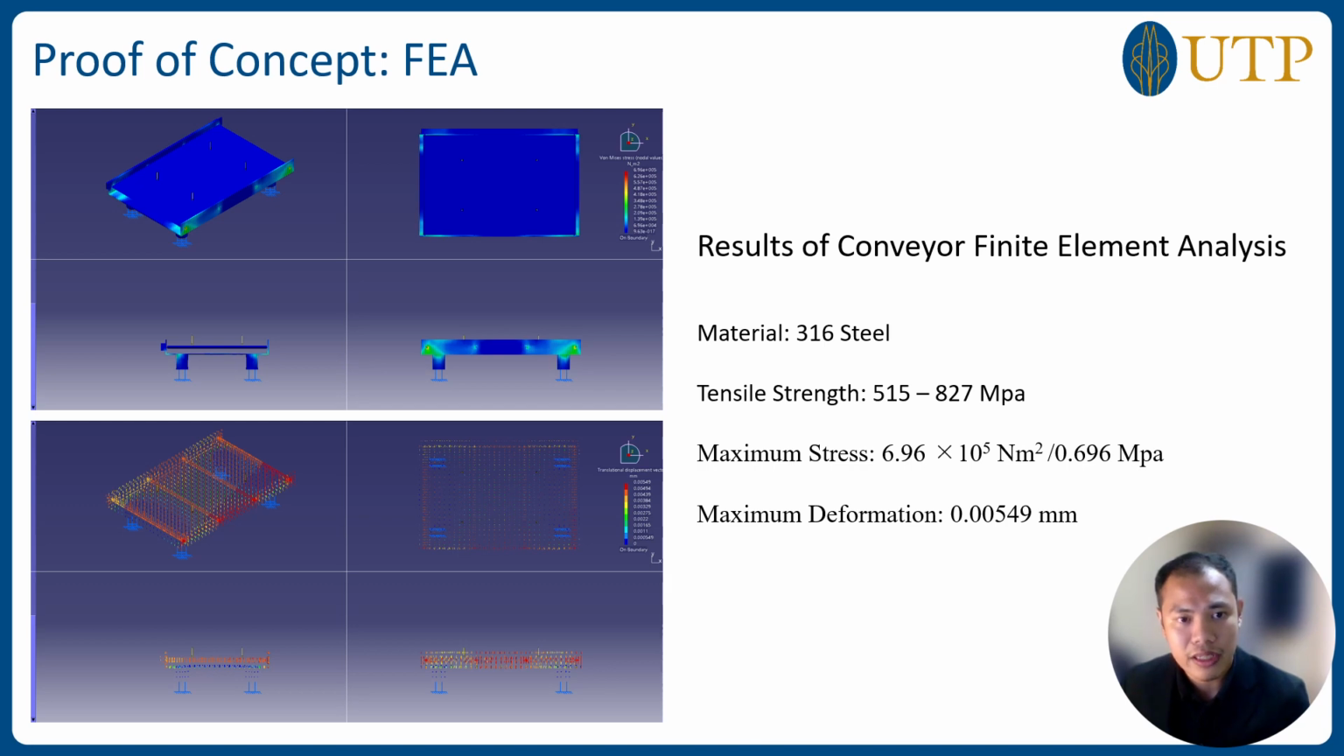And from the simulation on the load conditions that we have set for 400 kilograms of krill, we find that the maximum stress experienced by the conveyor is 0.696 megapascals, which is far lower than the tensile strength of the material chosen. And the maximum deformation experienced is 0.00549 millimeters, which is a negligible amount of deformation.